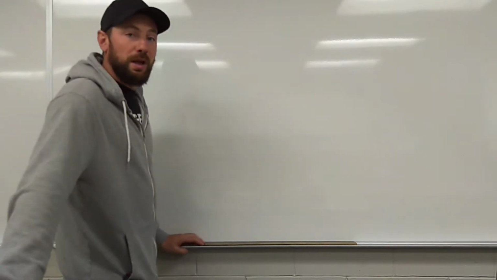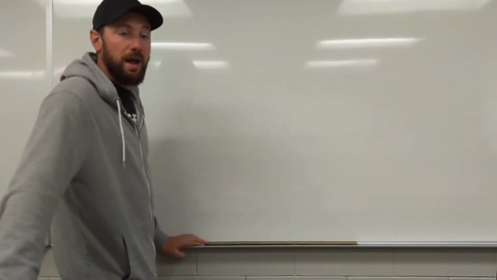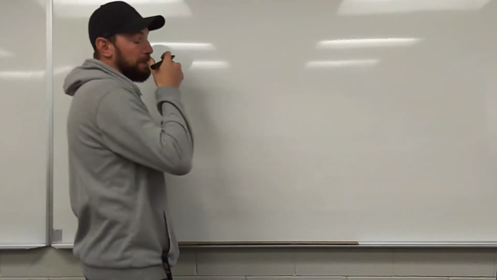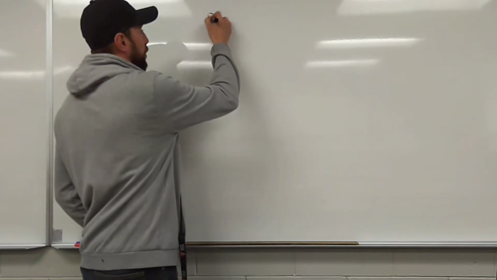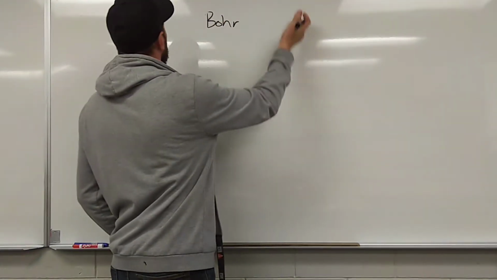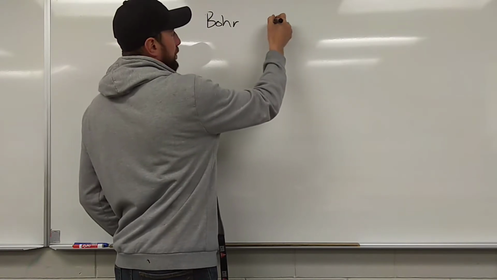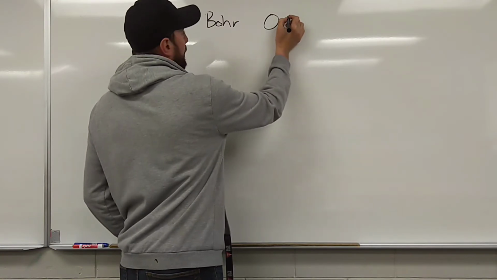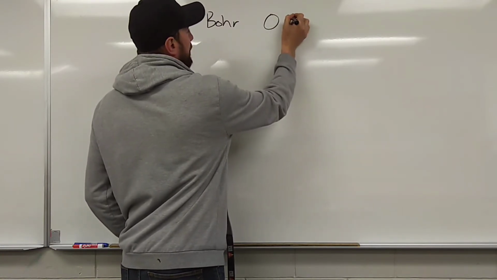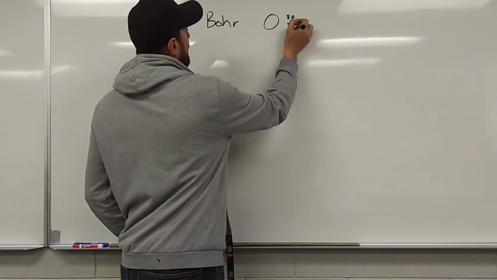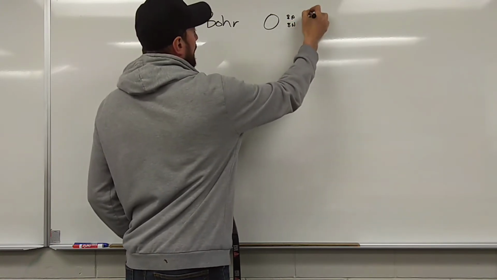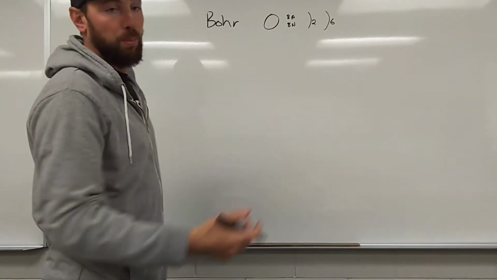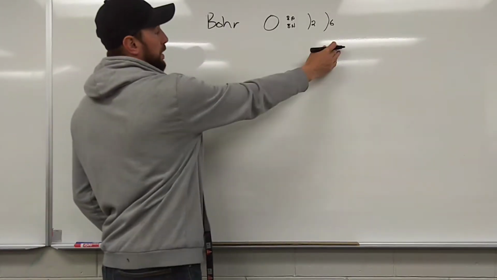Today I'm going to just do a quick lesson on Lewis dot diagrams. You guys learned how to do Bohr diagrams, so there's Bohr-Rutherford diagrams or Bohr diagrams. We'll use oxygen as our example. Oxygen has the atomic number 8, so 8p, 8n, and it has 2 electrons and then 6. Okay, so that is a Bohr diagram.